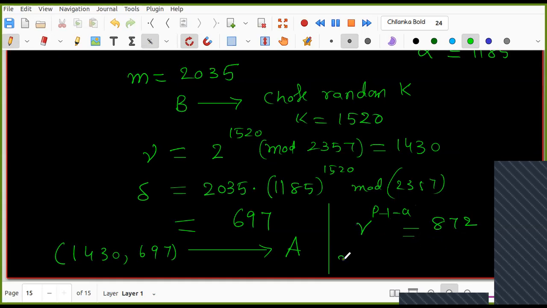Now m is equal to what? 872 into 697, mod p, which is equal to 2035. So we get the message back, 2035. I hope it is clear to you. I'll stop now.